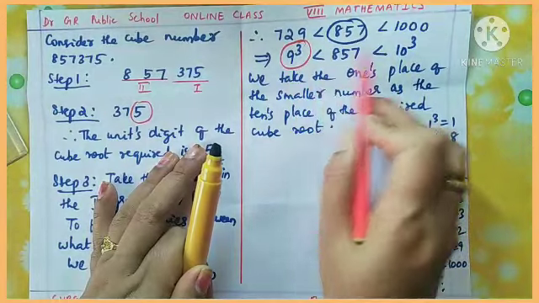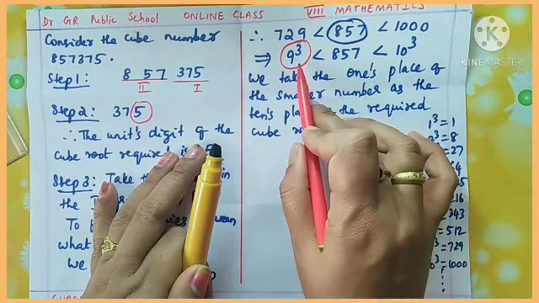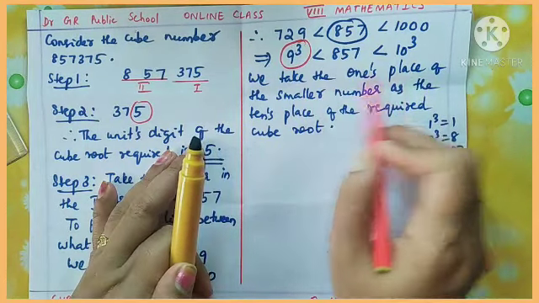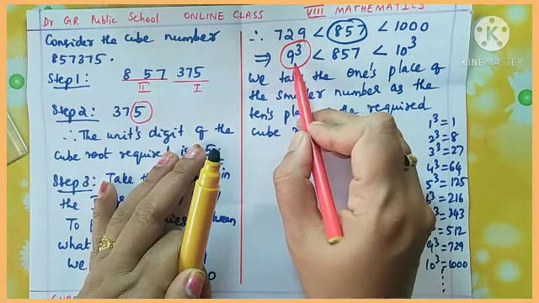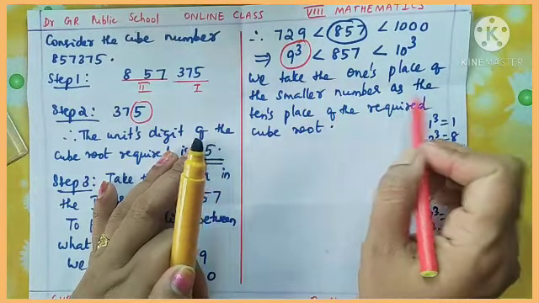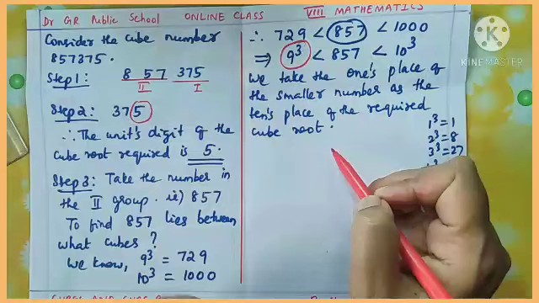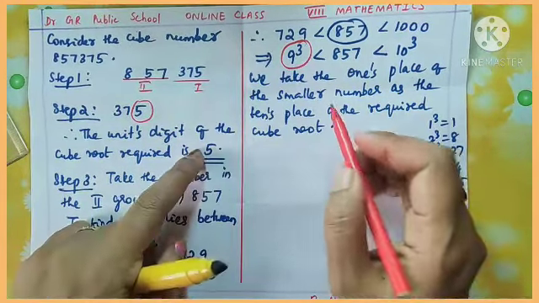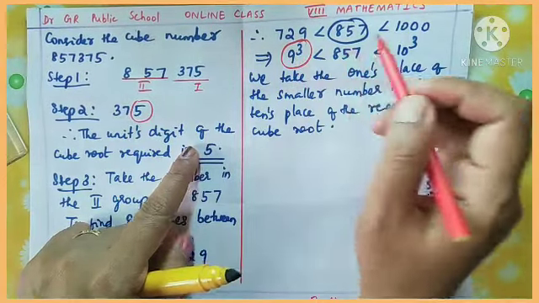So from these 2 cubes in between which 857 is there, we want to select the smaller number. We take the 1's place of the smaller number. So already you know the smaller number here is 9. It is having only 1 digit. So take that number as the 10's place of the required cube root. So already we have the 1's place of our cube root is 5. Now we got the 10's place of the required cube root as 9.